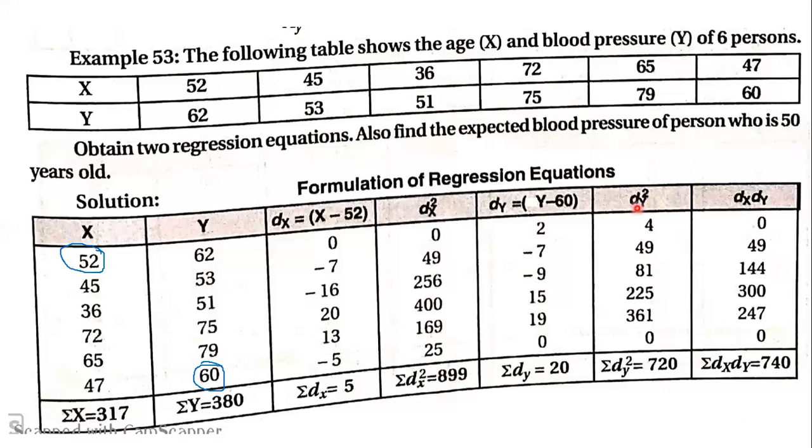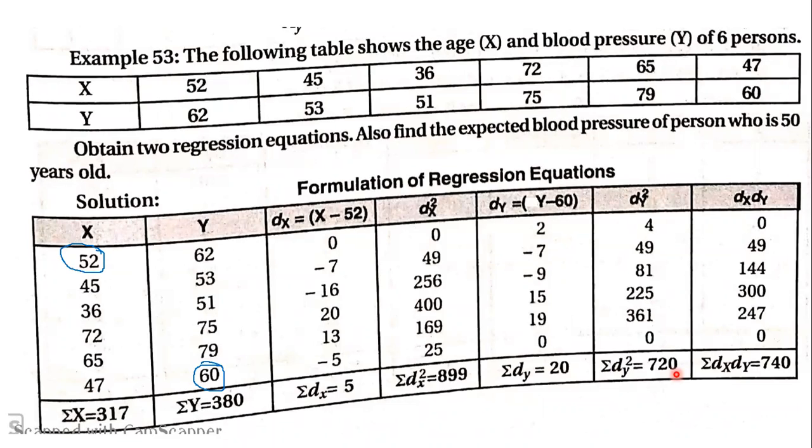Next, dy square. The deviations from y what we have taken here has to be squared. So 2 2s are 4, 7 7s are 49, 9 9s are 81, 15 15s are 225, 19 19s are 361, 0 into 0 is 0. We have just multiplied the same number with itself to find the squares. And then add all of these numbers, you get 720. Sigma dy square is 720.